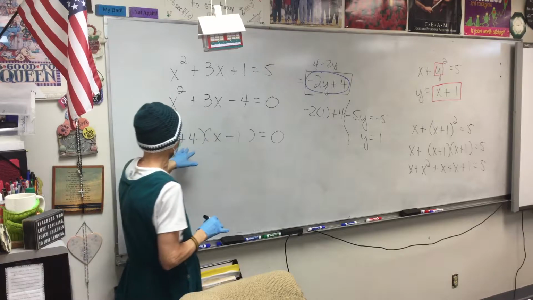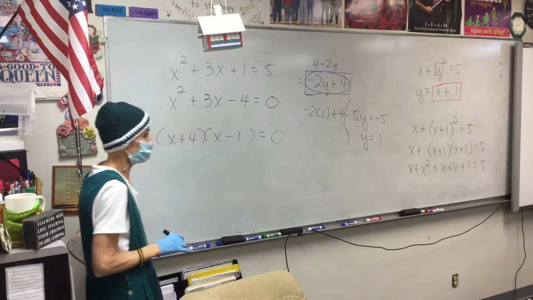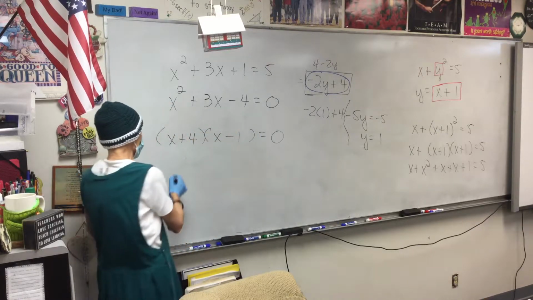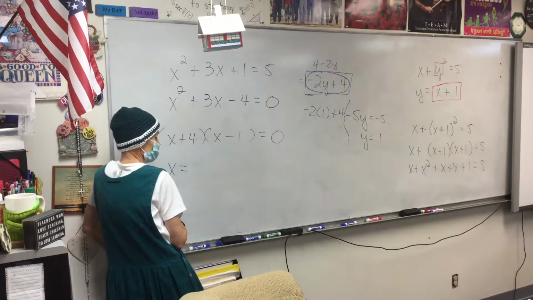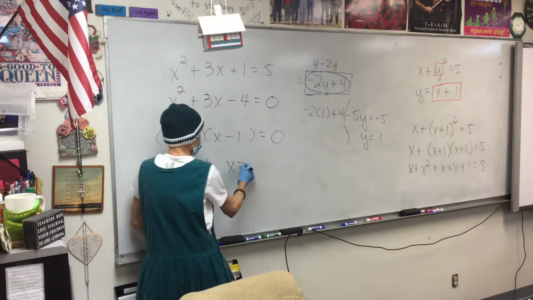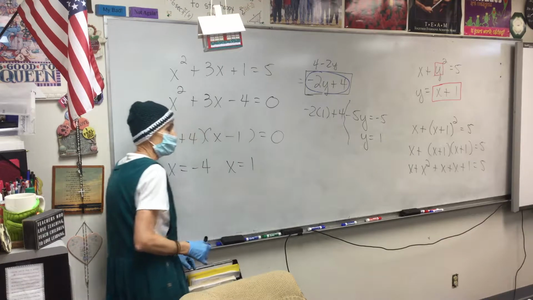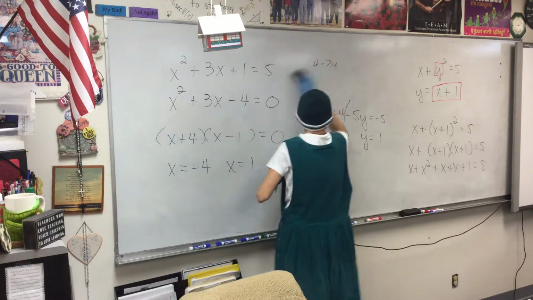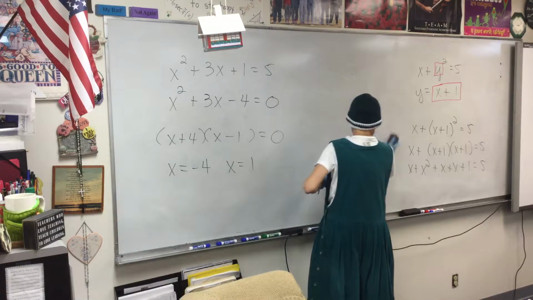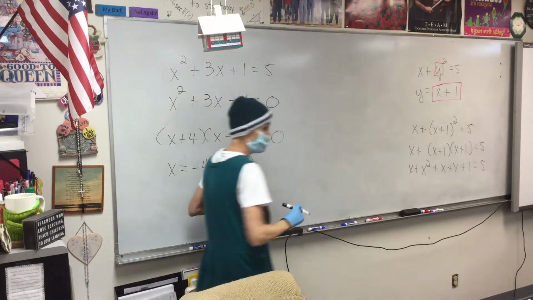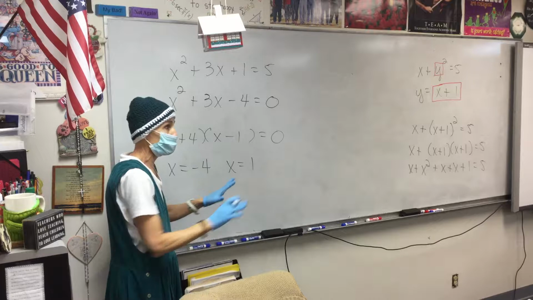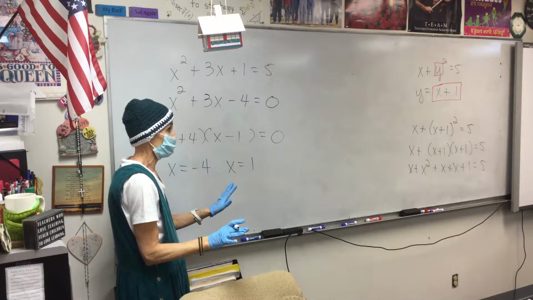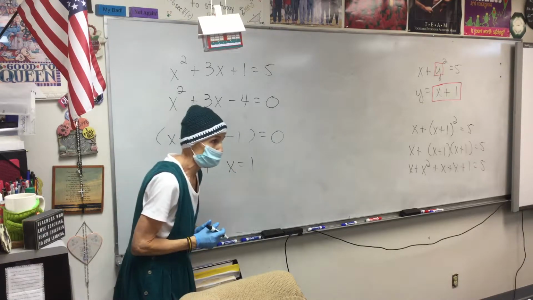This one does factor: (x + 4)(x - 1). So what do we have? x equals negative 4 or x equals 1. Now, we've done a lot of work here. It started over there, and we are all excited. We are not done though. Because remember, what are your answers supposed to look like?